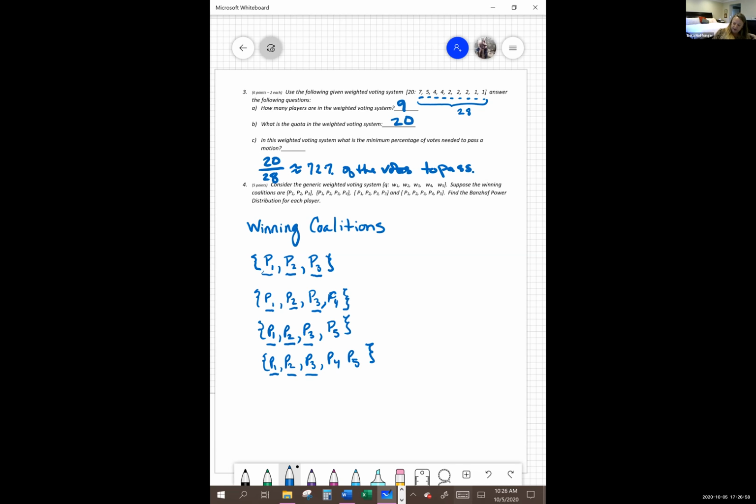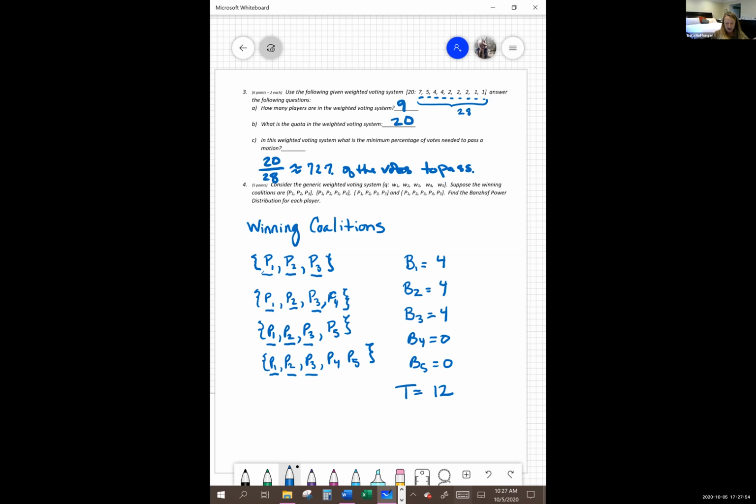Player 1, player 2, player 3. So if we look at this, player 1, they had 1, 2, 3. Oops, sorry. No, they did not. Let me see. They had 4 times that they were a critical player. There were 4 times player 2 was critical. And there were 4 times player 3 was critical. Player 4 was never critical, and player 5 was never critical. The total number of critical players in this whole winning coalition group was 1, 2, 3, 4, 5, 6, 7, 8, 9, 10, 11, 12.